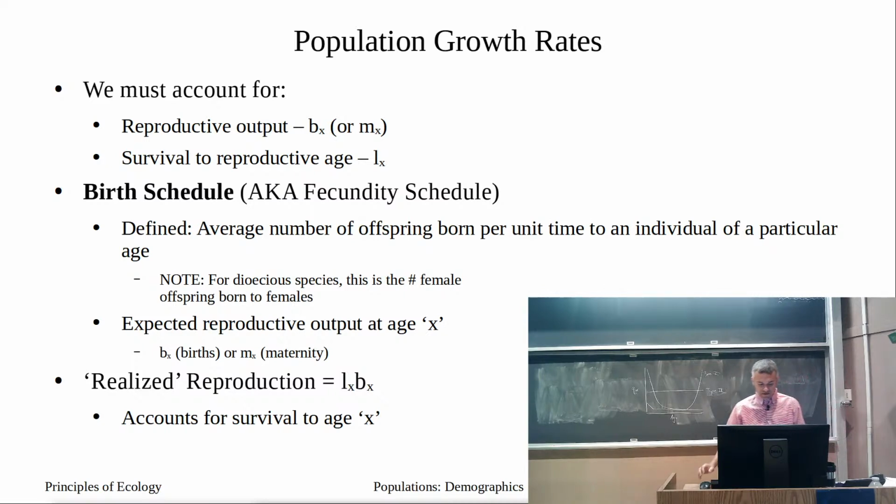So this birth schedule is our expected reproductive output at age X, and we use the B sub X variable for that. And I'm going to pause here.